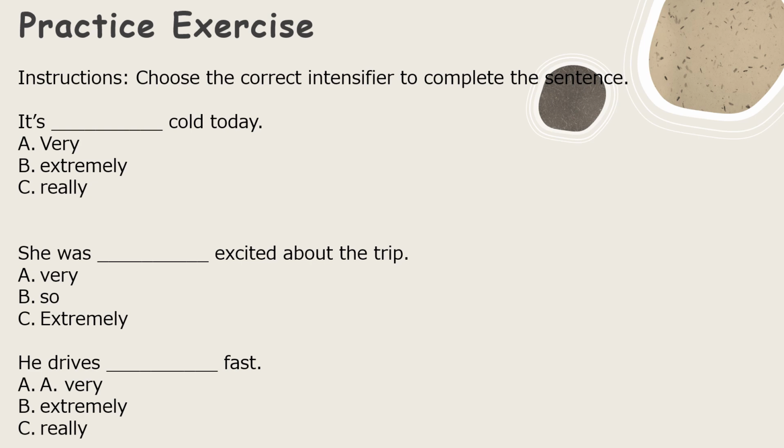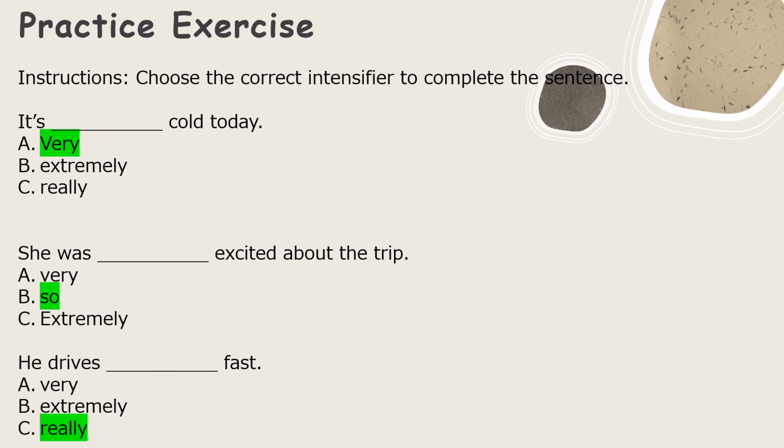You can pause the video, think about the answers, and once you're ready, play the video and check your answers. Let's check the answers. It is very cold today. Now, if it is stronger than that, you can say extremely cold today. For feelings, excited and all, you use so. She was so excited about this trip. And for informal ways, he drives really fast. So these are the answers. If you have got these answers, then well done.